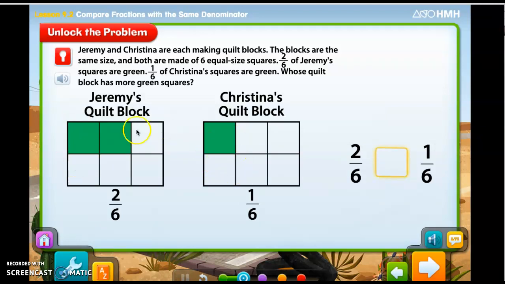Which one is larger? I see 2 here and 1 here, so Jeremy's quilt block has the larger amount shaded, so 2/6 is greater than 1/6. So Jeremy's quilt block has more green squares. There we go. That's how we compare fractions with the same denominator. All right? So we know that Jeremy's has more green than Christina's, and we compared 2/6 to 1/6.